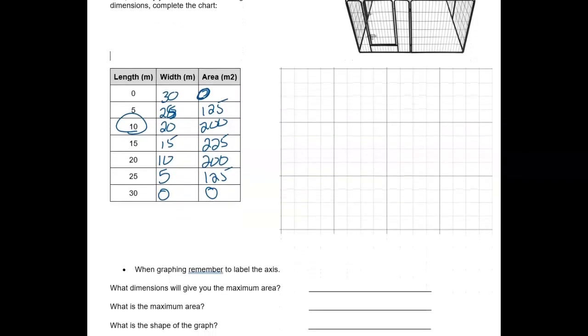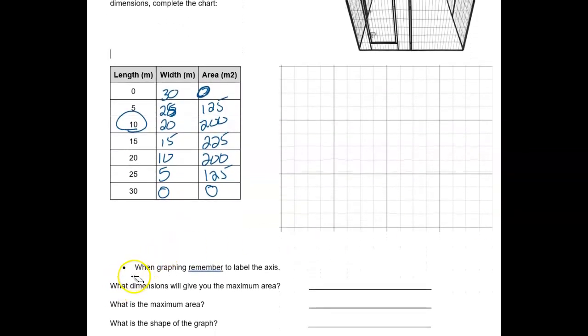Let's keep our numbers so we can see them, and there's a point here. So when graphing, remember to label the axis. So that's your y-axis here. And we also have our x-axis.